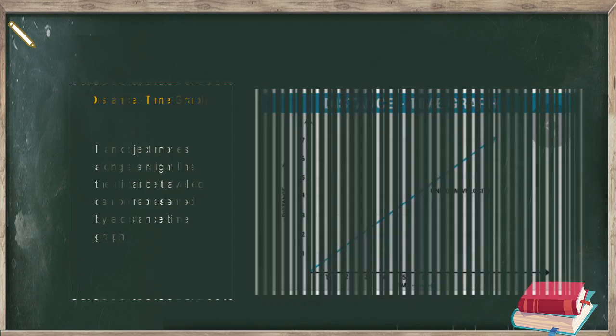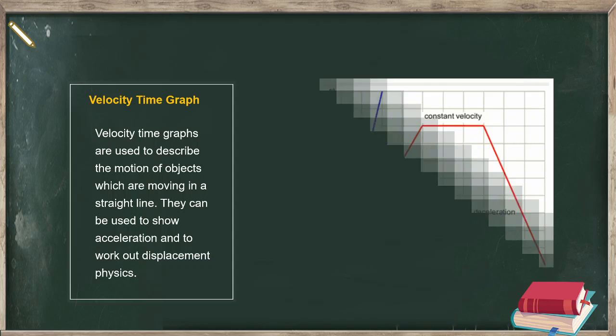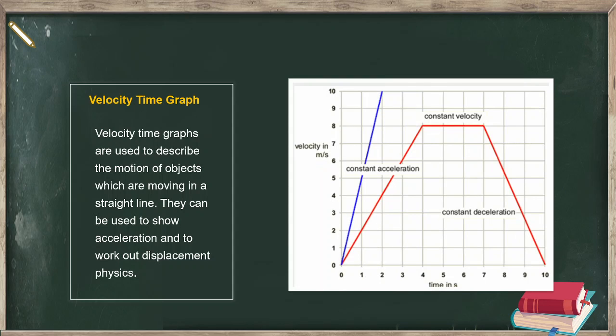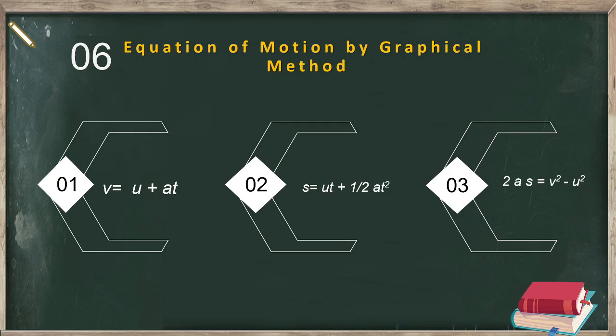Next, let us go for the velocity time graph. Velocity time graphs are used to describe the motion of objects which are moving in a straight line. They can be used to show acceleration and to work out displacement. You know that the product of velocity and time gives the displacement of an object moving with a uniform velocity. The area enclosed by the velocity time graph and the time axis will be equal to the magnitude of the displacement.